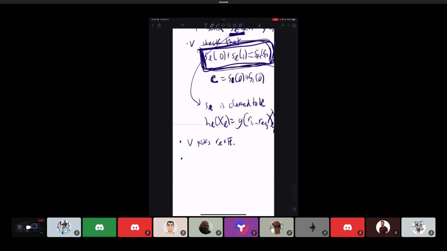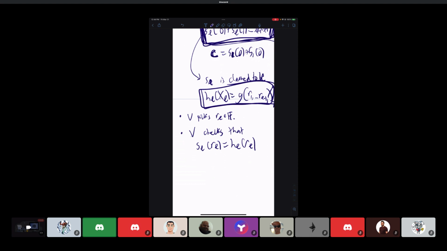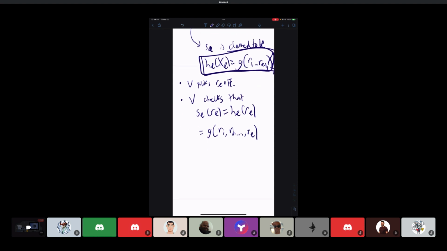The verifier's goal at this point is just to check that SL and HL are the same, right? It's going to evaluate SL and HL at a random point RL. The key point here is that HL at RL can be computed directly by the verifier, because that's just a single evaluation of G, right? I said that at the end of the sum check protocol, the verifier is going to have to evaluate G at a random point.